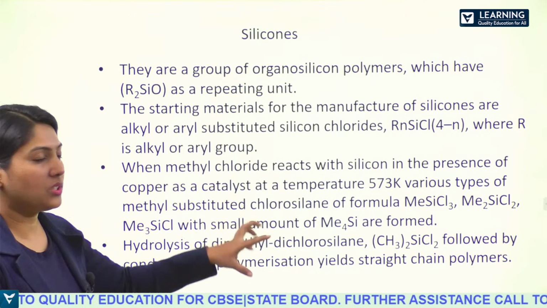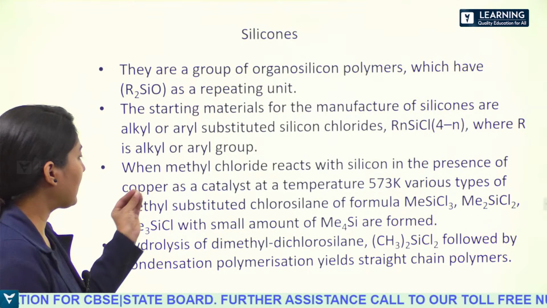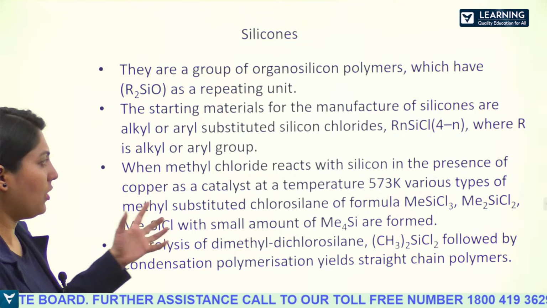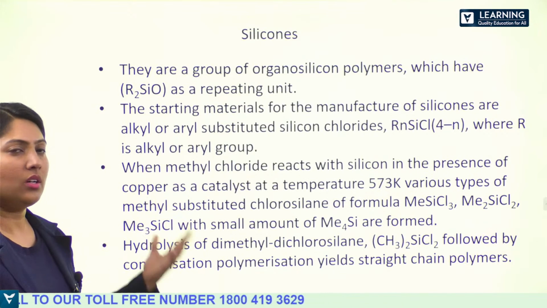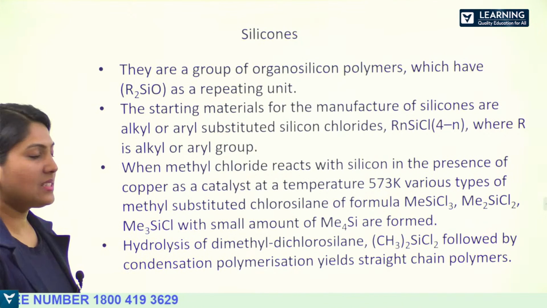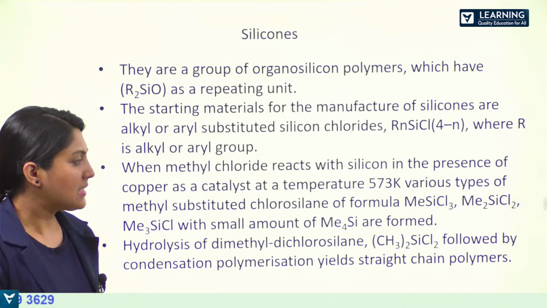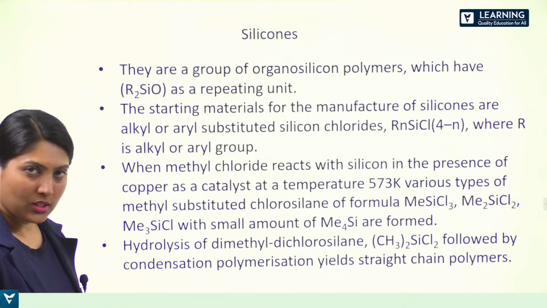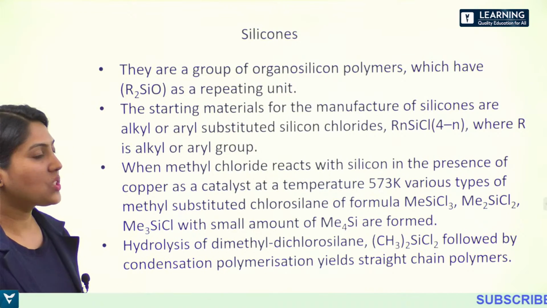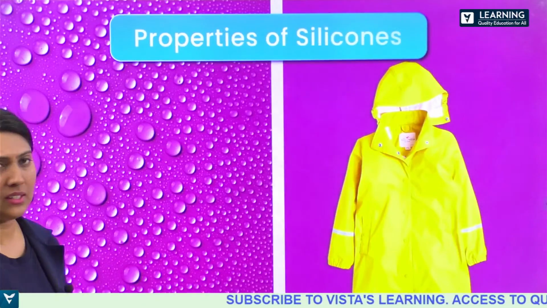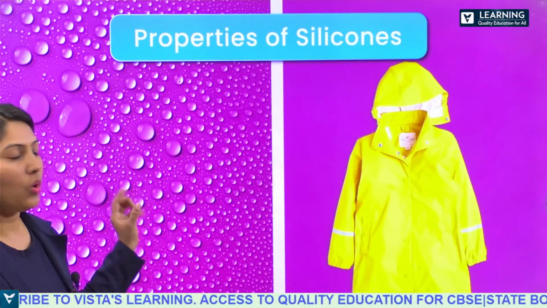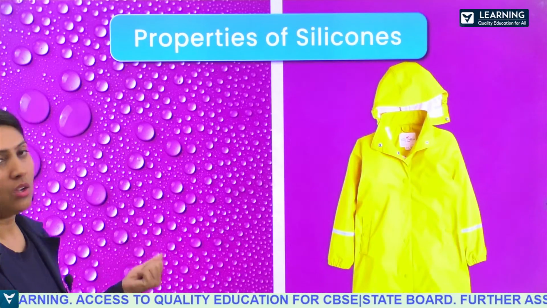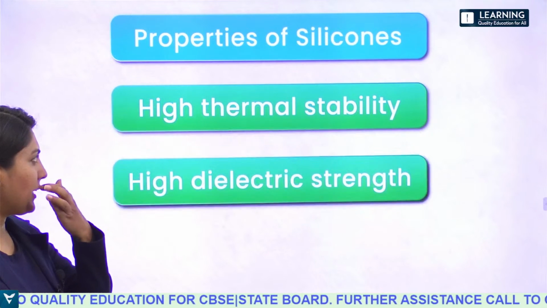So when you are reacting the methyl substituents with silicon, we get these substances or products. Hydrolysis of dimethyl dichlorosilane followed by condensation polymerization yields straight chain polymers. These are the properties of silicones. They are water repellent, means they will not absorb water. So they can be used as raincoats.